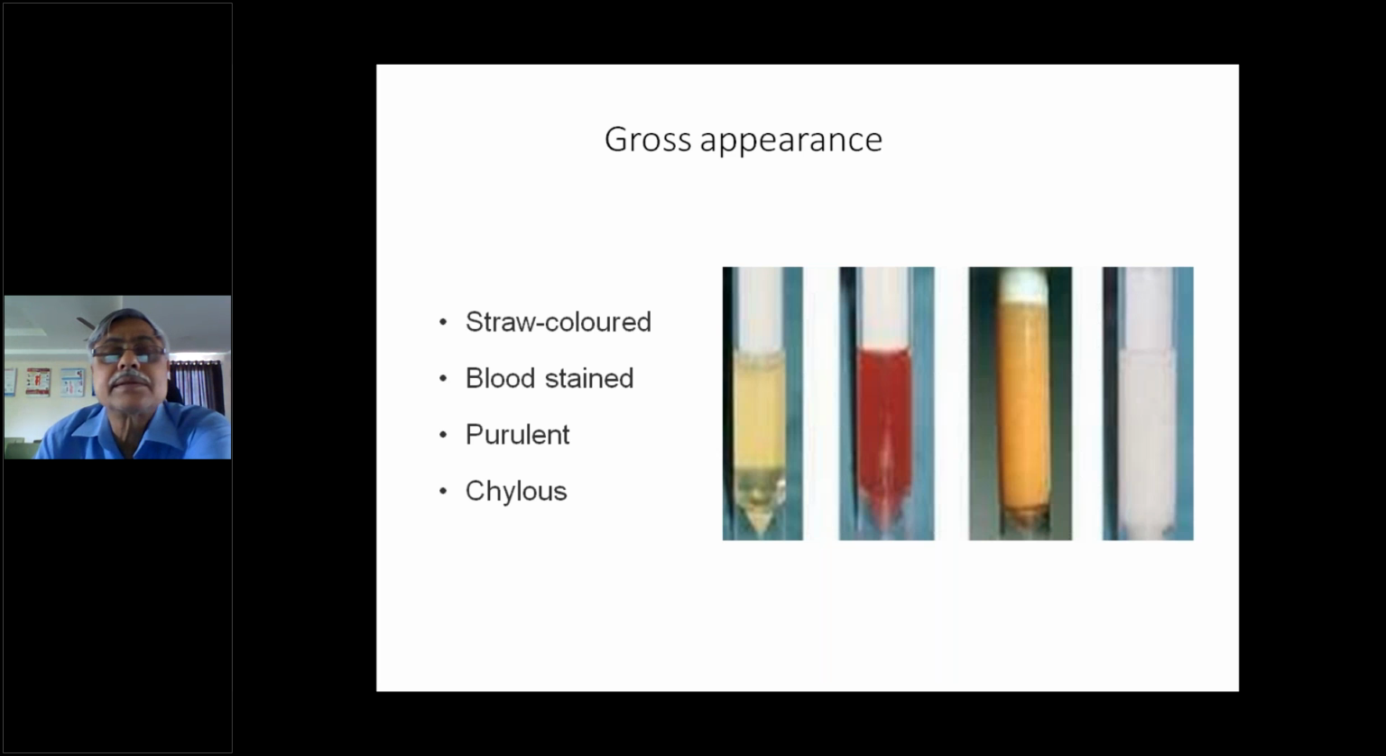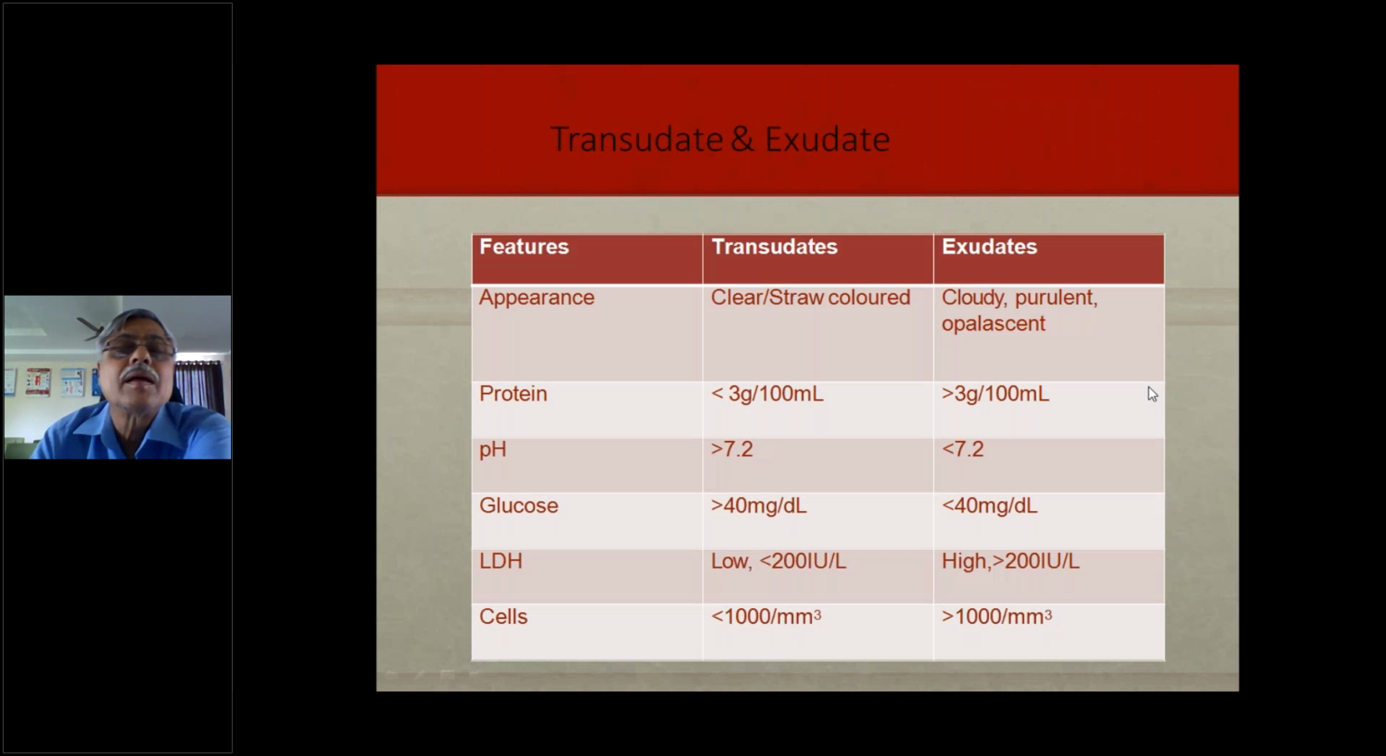The fluid will be like this: straw colored, blood stained, purulent. Chylous is just like milk. Transudate and exudates.